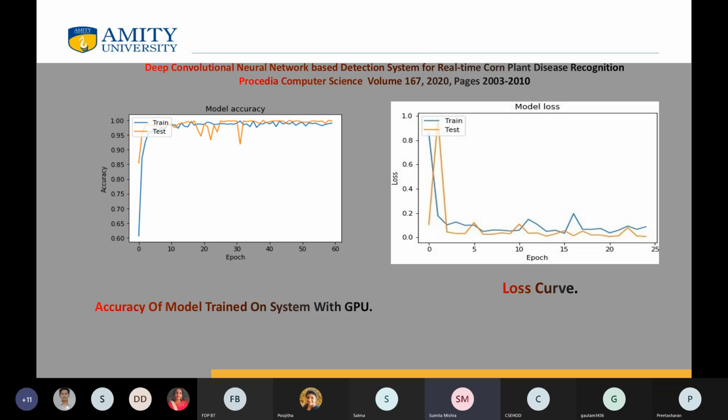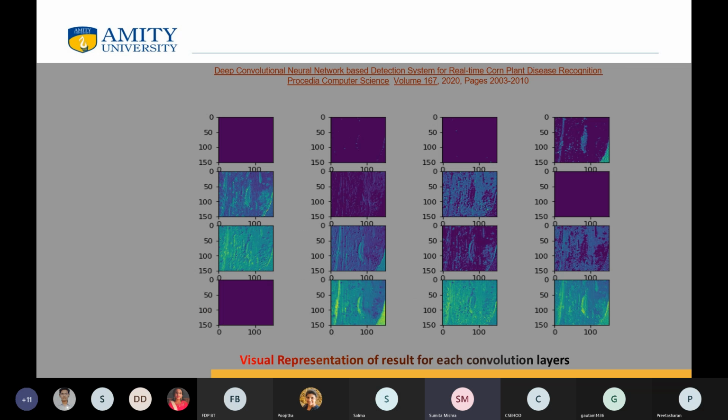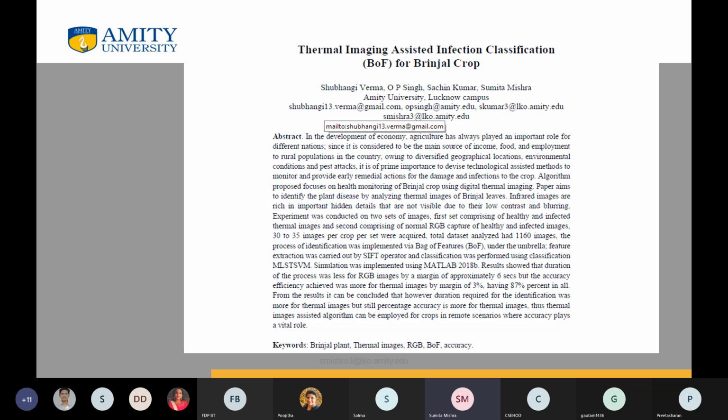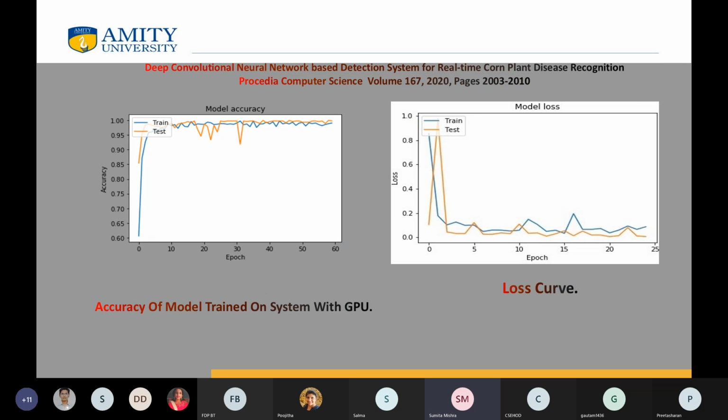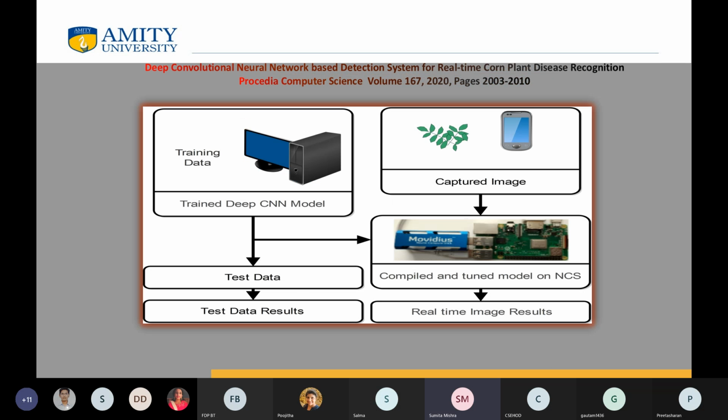Then here, this is the visual representation for each of the convolution layers that we had. In this particular model, after it was trained on GPU, we converted it into a graph and created a lighter model, and then the graph was burned into the Movidius compute stick. So a lighter model was there on Movidius, and this can be run on Raspberry Pi also. The next step was to transfer this model to an Android device. We are working on that, and we have got encouraging results in this. So this was one work.